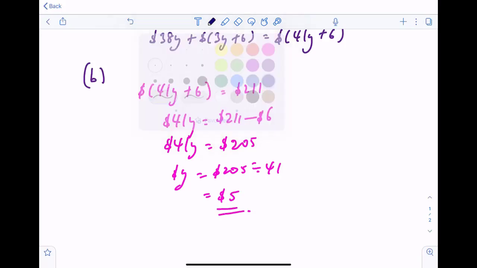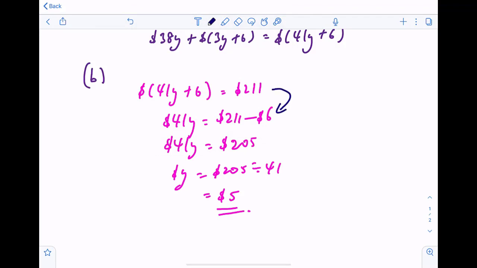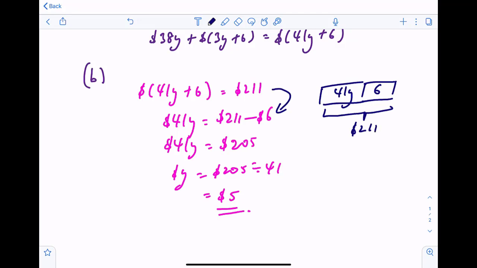Now, if you're not sure how to do this step here, what you can do again, you can draw a model, 41Y, and then you have 6 here, and the total cost is 211. So you can take 211 minus away 6, and that will give you the value of 41Y, 205, and then from here we will find the value of 1Y. So we take 205 divided by 41 groups of Y, which is this last step right here.